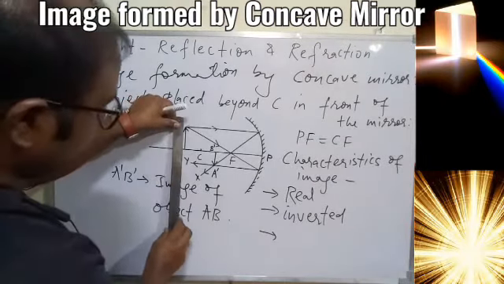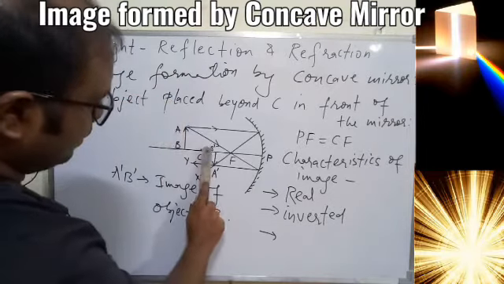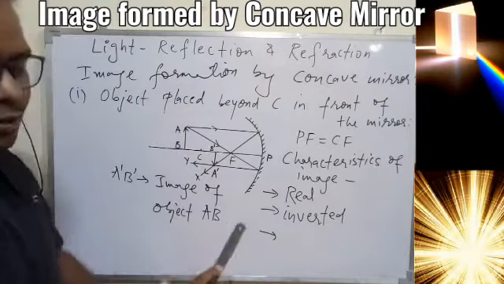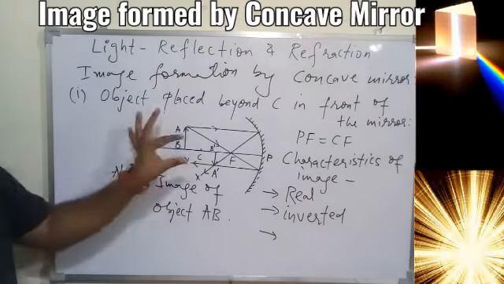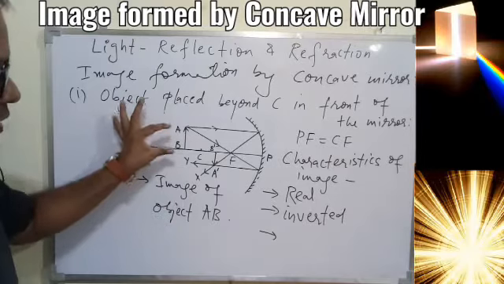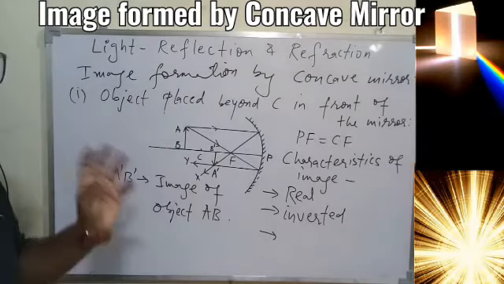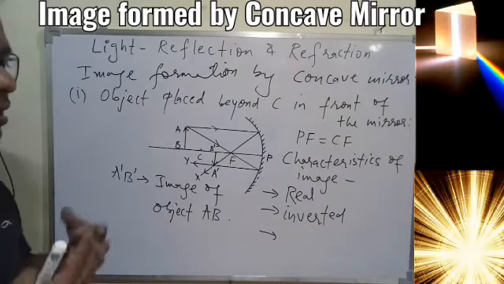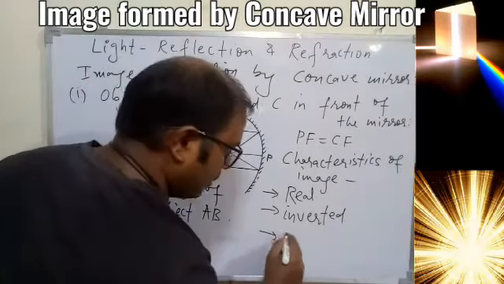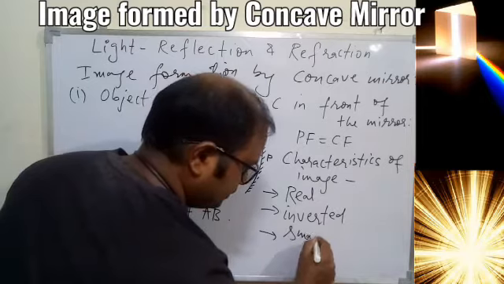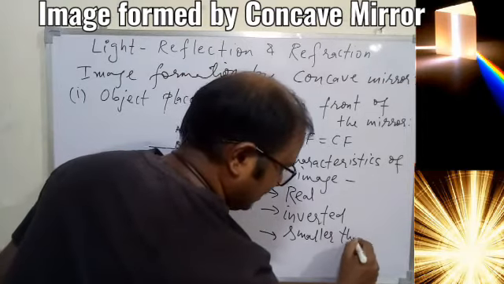Now even if you see the size of the object and the size of the image, approximately, you can see there is a difference of approx 1 inch. So we can say here in this case the image is smaller as compared to the size of the object. So that is another property we got here: image is smaller than object.